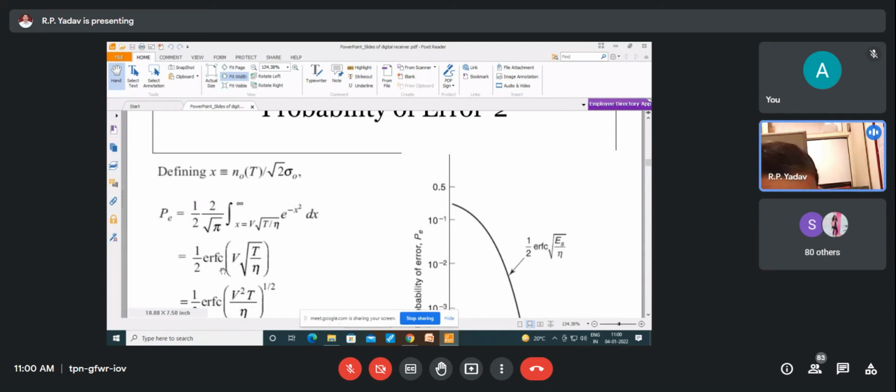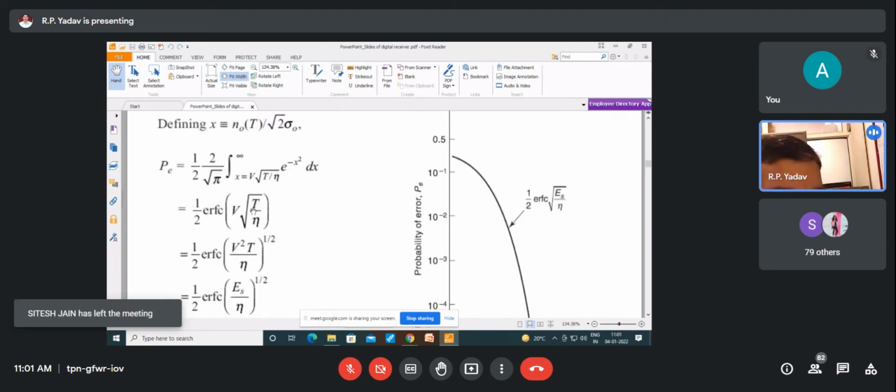What is complementary error function? It is, you can say, the complement corresponding to the error function. So 1 minus the error function is your complementary error function. So this complementary error function gives me output as v square t upon tau.